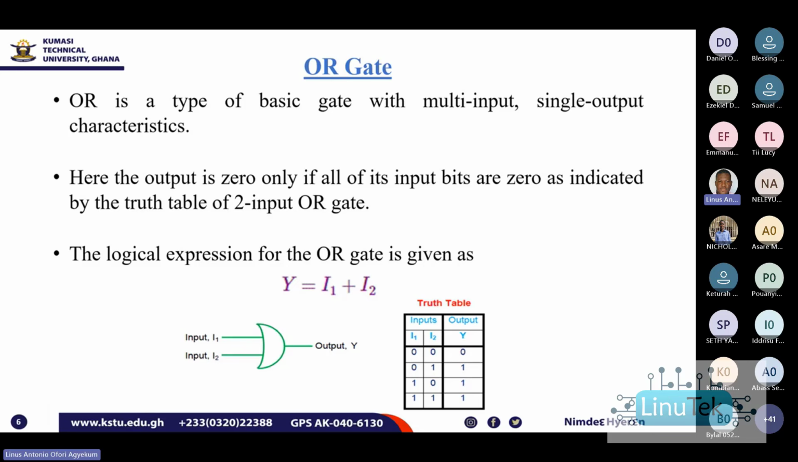So when you look at the truth table, you would see that whenever we have 0, 0, the output is 0. But when we have 0, 1, the output is 1. 1, 0, the output is 1. 1, 1, the output is what? 1. So you take note of that. That is how the OR gate also operates.